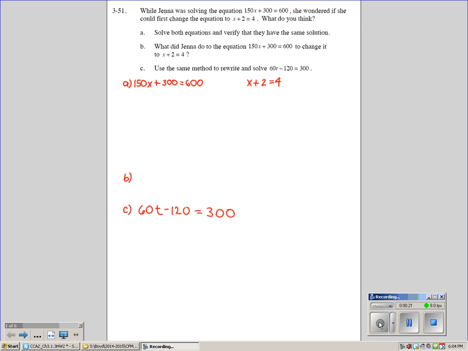Problem A, solve both equations and verify that they have the same solution. So for A, you'll see that we have 150x plus 300 equals 600. We're going to go ahead and solve that one, and then we're going to solve our other equation, x plus 2 equals 4. Both of them pretty simple problems there.